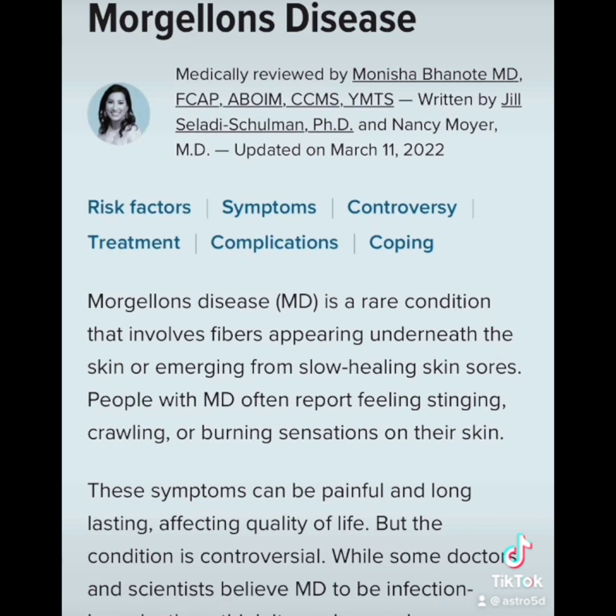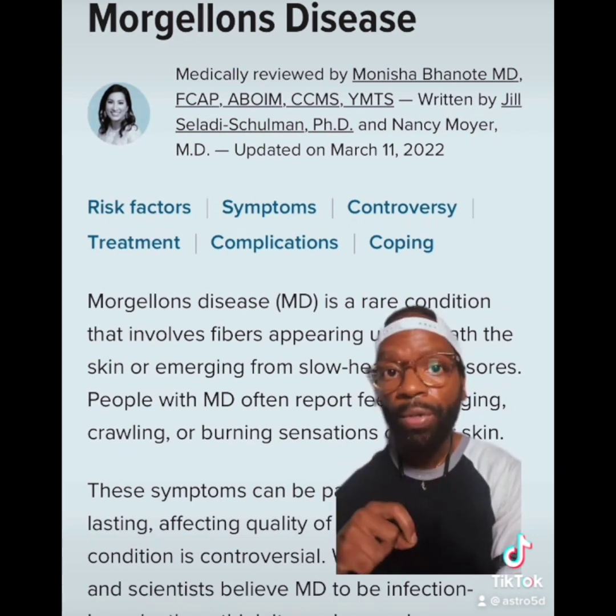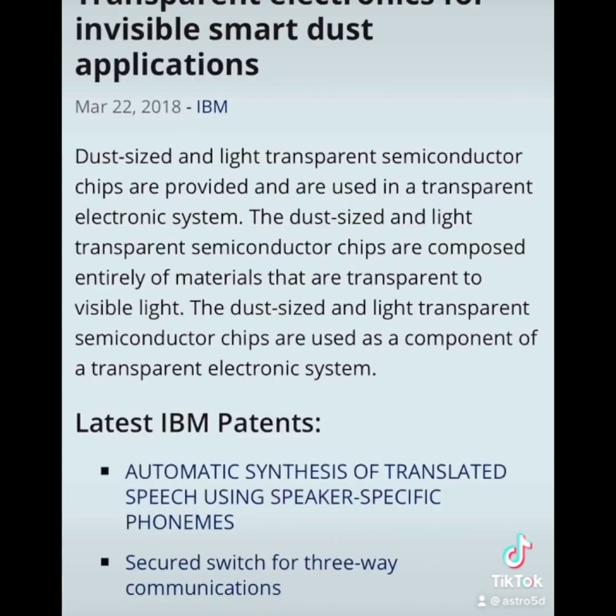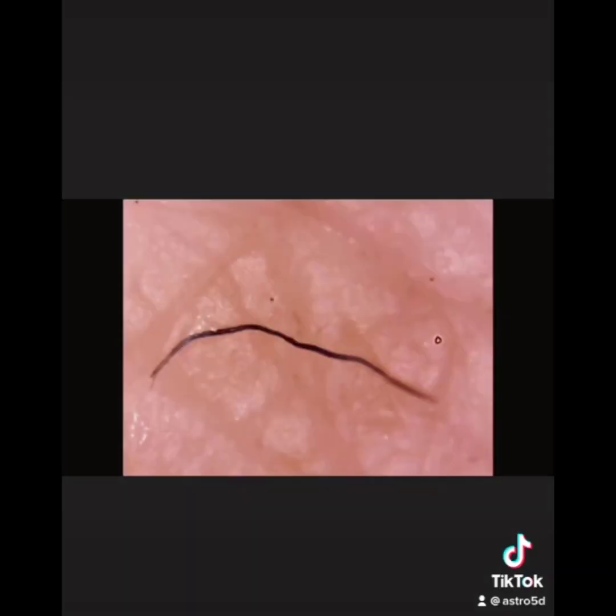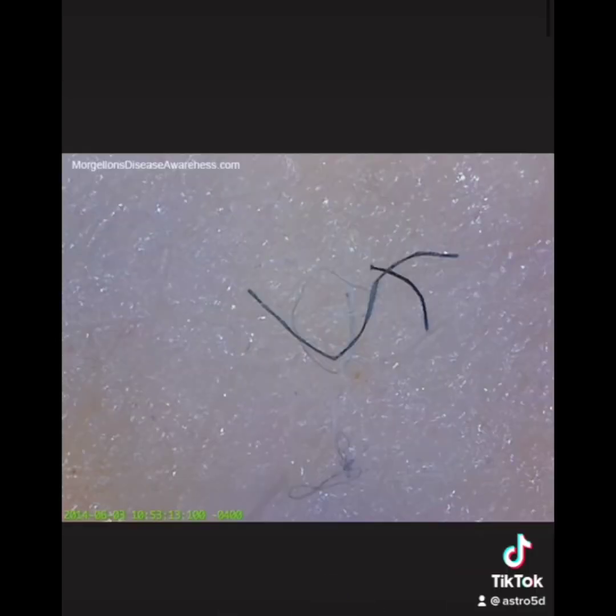You may have heard of Morgellons disease, rare condition that involves fibers appearing underneath the skin. And I just told you where these fibers are coming from. Here's a patent for transparent electronics for invisible smart dust applications. Here's a patent for smart dust cleaner and cooler for solar PV panels. Here's Morgellons fiber seen with a microscope underneath the skin. Here's another.